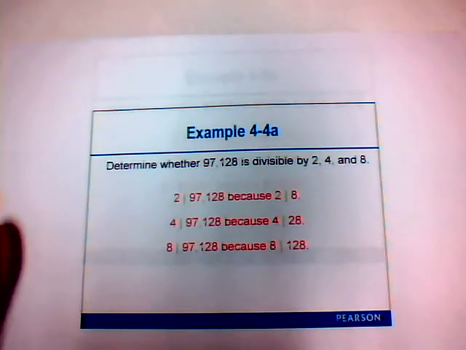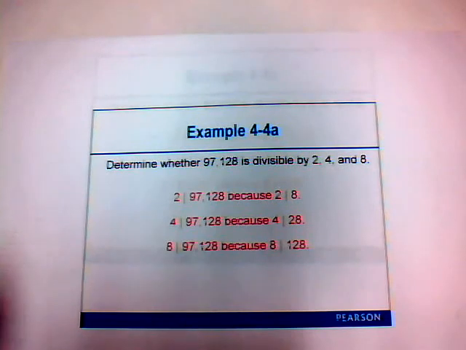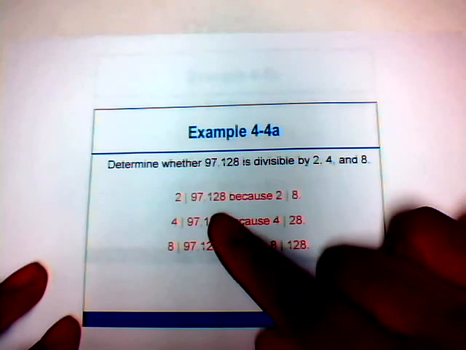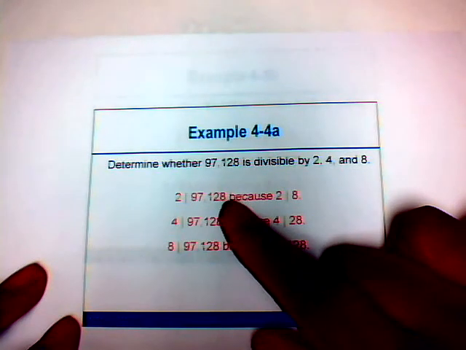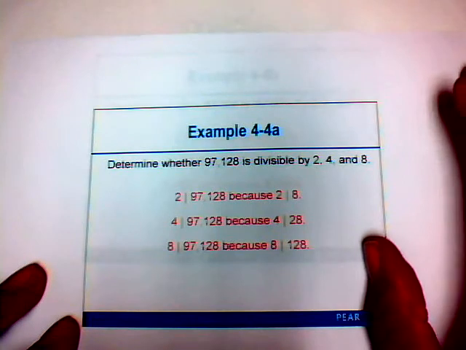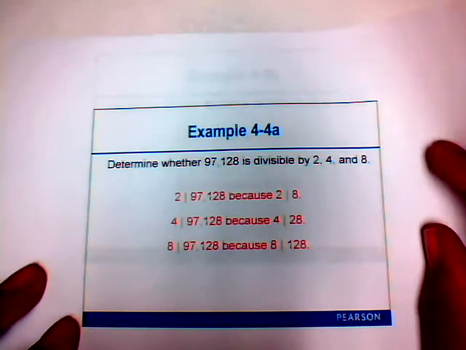Here's some examples. You want to determine if 97,128 is divisible by 2, 4, and 8. Well, 2 does divide 97,128 because 2 divides 8. Look at the last digit. It's an 8. It's divisible by 2. So the whole thing, 97,128, is also divisible by 2.